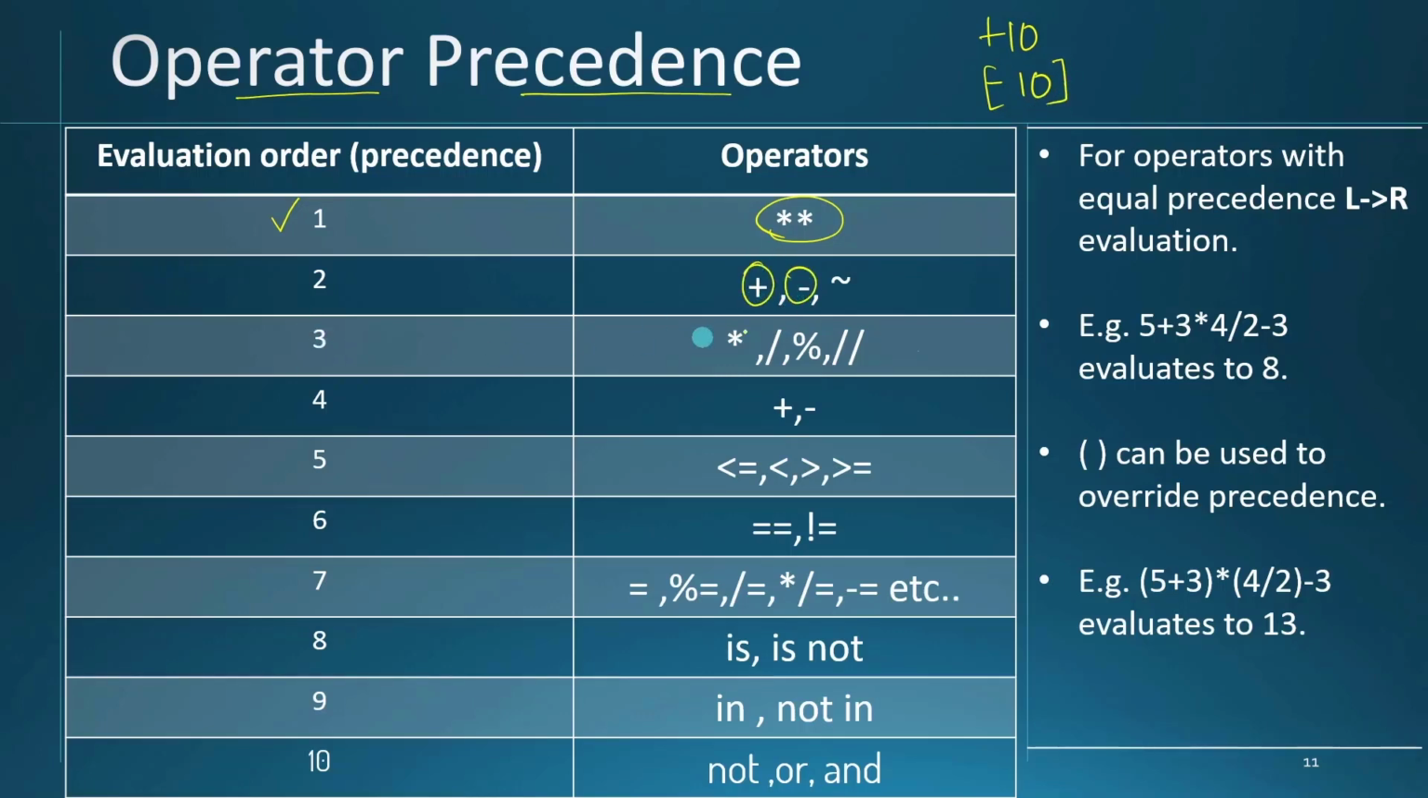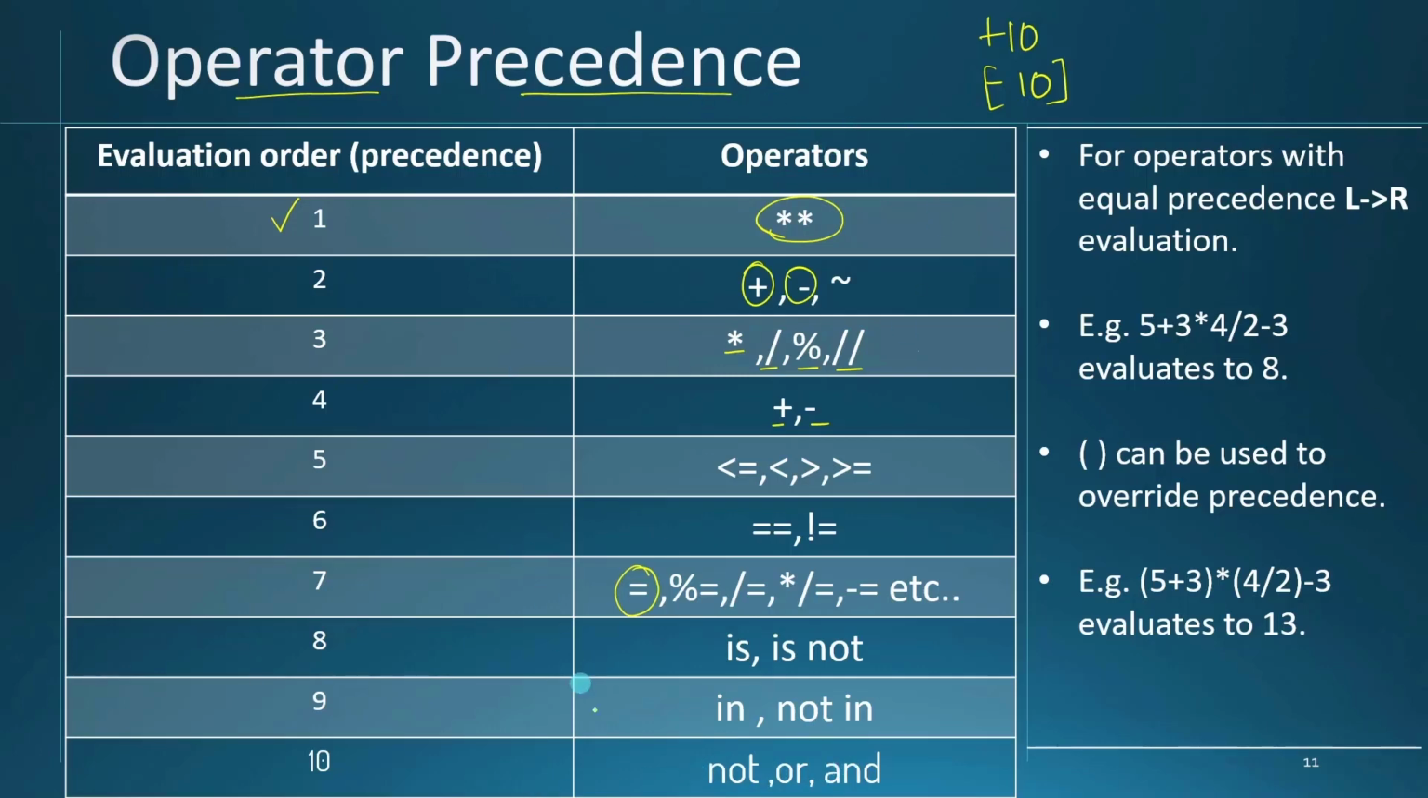Now the third preference goes to multiplication, division, modulo, and floor division. The fourth preference goes to plus and minus. The fifth goes to the comparison operators. The sixth preference is equal to and not equal to. Seventh is the assignment operator. The eighth precedence goes to is and is not. Ninth goes to in and not in, and the last precedence goes to our logical operations and, or, and not.